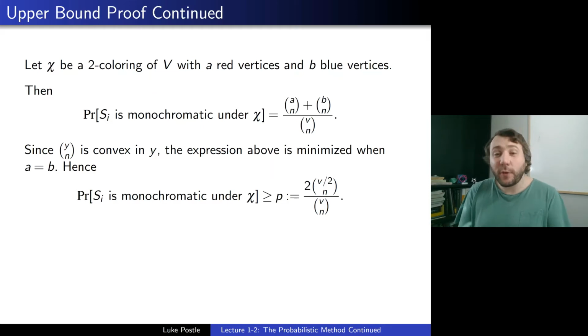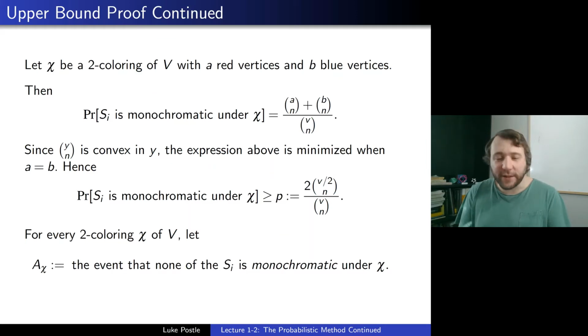So what does that mean? That means that the smallest such probability is actually 2 times (V over 2 choose n) divided by (V choose n). And that's a little bit of a lie because we need to assume that V is even. Since we're only really doing asymptotics, it won't change too much to do that instead. So then let's just make that assumption. Then the minimum would be when A and B are both V over 2. So the probability that S_i is monochromatic under chi, and here it doesn't matter, there's no A and B anymore, so I can just say this works for any coloring chi, is at least P, which we're going to define to be this number.